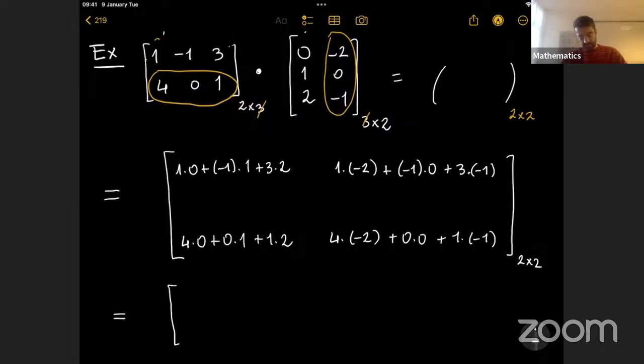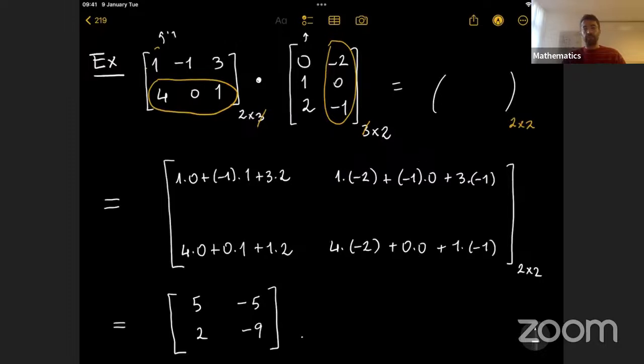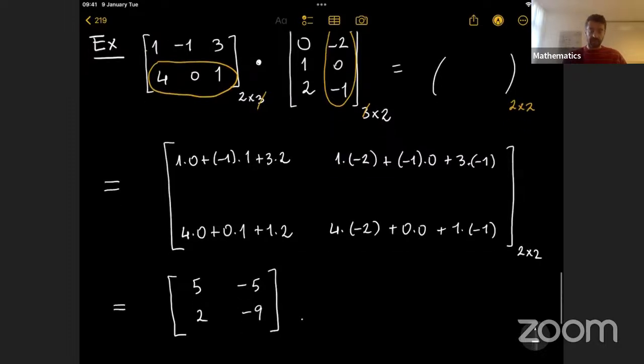Let's simplify this. 0 - 1 + 6, it's 5. Here, 0, 0, 2. 0 + 0 - 3 and this is -9. It's a 2 by 2 matrix, right? 5, -1, 2, and -9. Any question with this example? Well, this is very important because you will use this later, the product of matrices, to solve the differential equation, okay? You will need it.